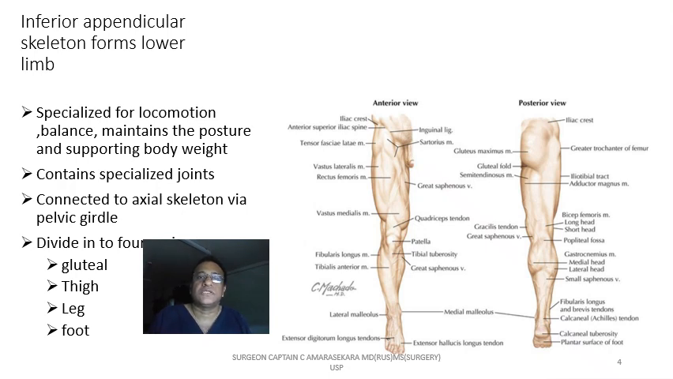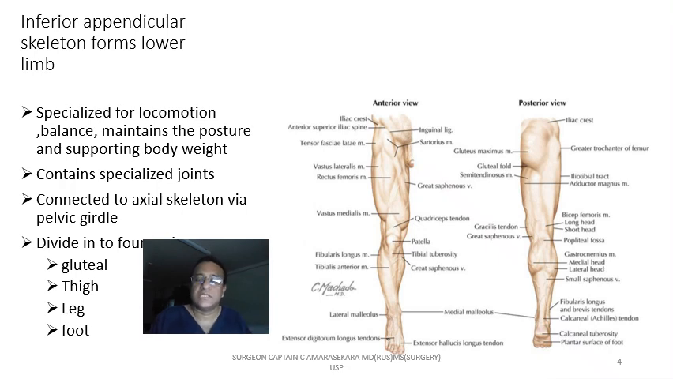So anatomically, the lower limb is connected to the axial skeleton via what? Via the pelvic girdle. This connection is essential for transferring weight and maintaining stability. So through this pelvic girdle, weight is transferred via the lower limb, and it helps to maintain body stability during locomotion and standing.